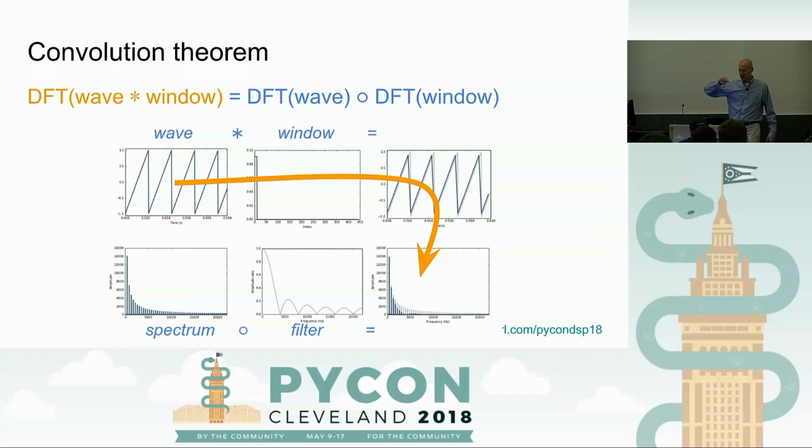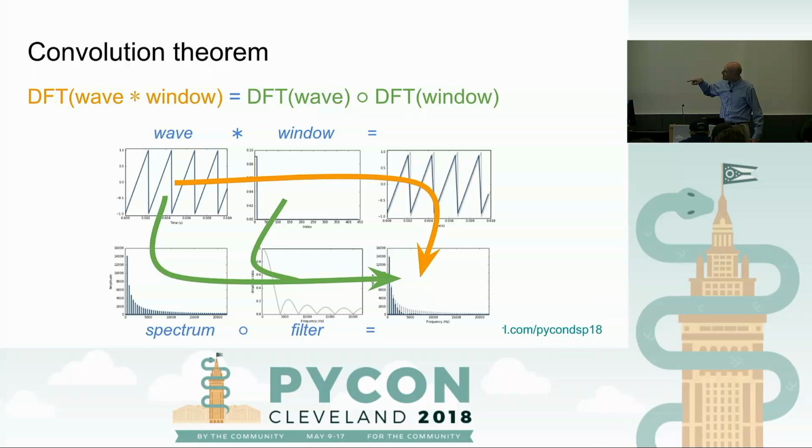One way to think about this graphically is if you want to compute the lower right-hand corner, there are now two ways to do it. One way is I can do the convolution first and then the DFT. That's the orange path. That says take the wave, convolve with the window, and then compute the DFT. Or I can take the green path. The green path says, take the DFT of the wave, take the DFT of the window, and then just do multiplication. The convolution theorem is telling me that those two paths are equal. In either case, I get the spectrum of the output. And that is the one slide version of the convolution theorem. Good?